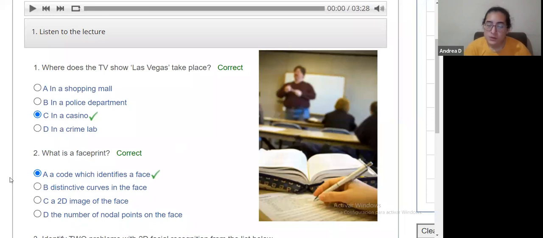Awesome. So I do remember they say that I think D, the number of nodal points, is translated into a code, and the code is a face. Now, a 2D image of the face is just like a picture, a photograph, a drawing, maybe. So perfect. A code which identifies a face. It makes a lot of sense. And remember, anytime you have a definition, take notes.